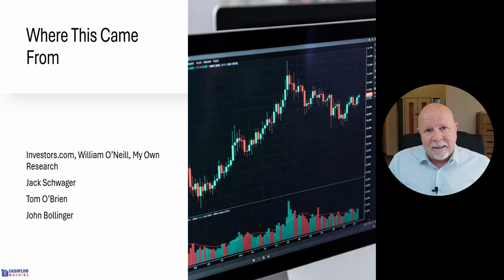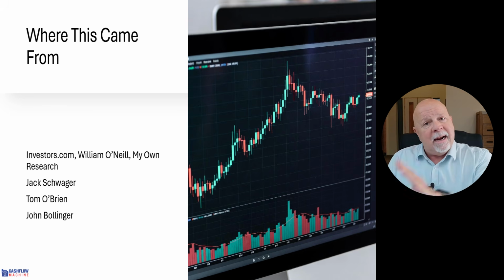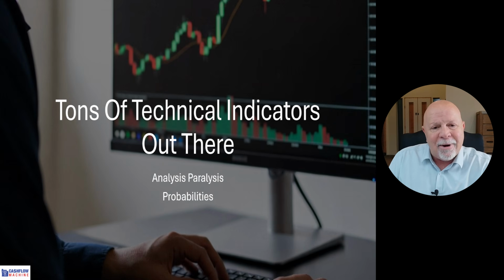I'm going to say that 90% of this stuff came from William O'Neill, Jack Schwager, Tom O'Brien, John Bollinger, and a lot of the other greats. So I'm just taking it and distilling it for you so that you can learn how to do this. Then I tack on options and option strategies on top of it to build cash flow. So that's where this came from and where it is going, but I want you to get this knowledge now.